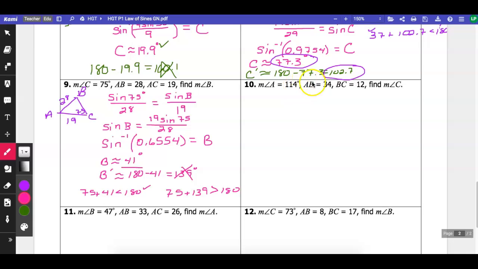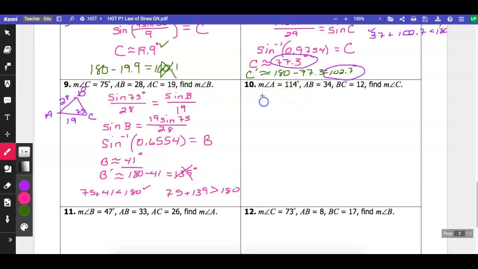Also, we're given side length AB. So this is a side that's going to be opposite angle C, and we're given side length BC. That's the side opposite angle A. So you could draw the triangles. We're going to go with understanding which sides are opposite which angles. So BC, again, is the side opposite angle A.